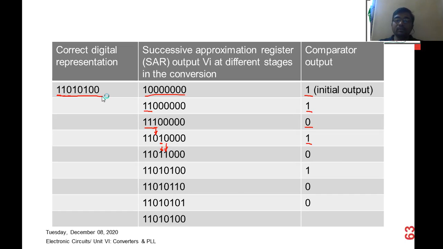Okay, so it is an 8-bit A to D converter. So 8 times the comparator output has to be observed to reach the correct digital output. Okay, so this is a very simple way that we perform the conversion in the case of successive approximation type A to D converter. So we have learned all 3 A to D converters that we are required to know as per our syllabus.